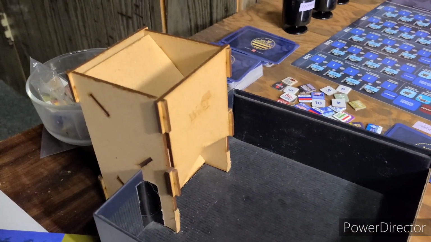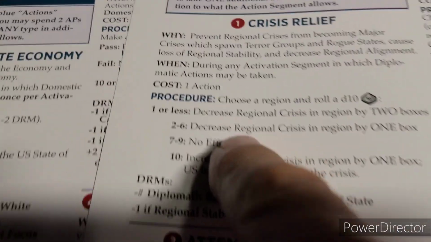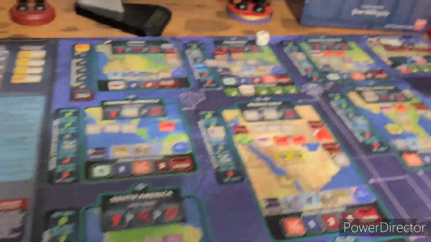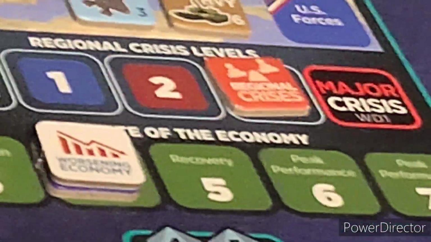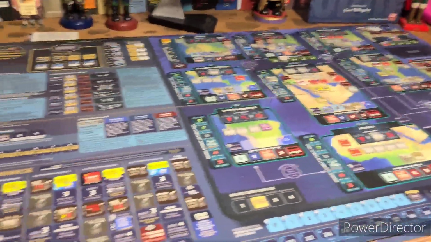On this one here, we need an ultimate low number, and we are trying to decrease the crisis level. Low number is -2. Ooh, it was a 3. 2 to 6: decrease crisis region by 1 box. So here you go. Back from the brink. Grab my white die. Let's get on the board again. Oh, sorry about that.